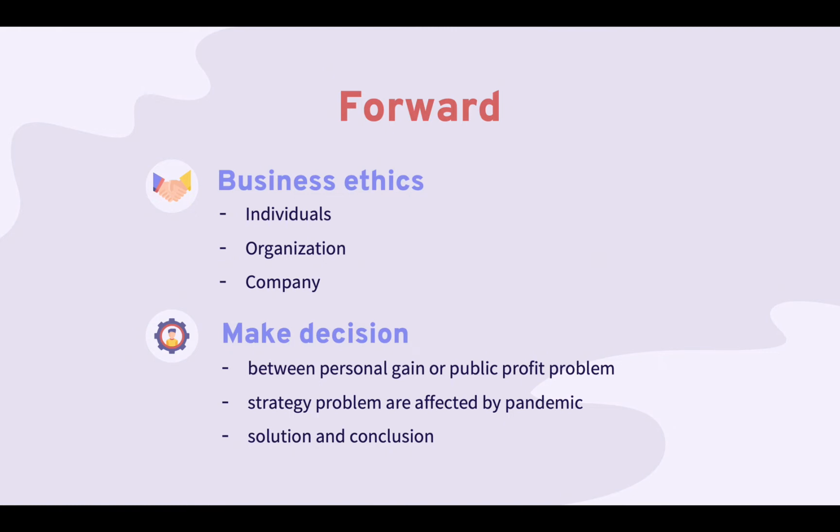In the following pages, we will give some examples to illustrate that today's strategy issues are affected by the pandemic. Moreover, we will demonstrate the conflict between personal gain and public profit, define what is good strategy in 2 ways, and offer a problem solution after finding the core of the problems.